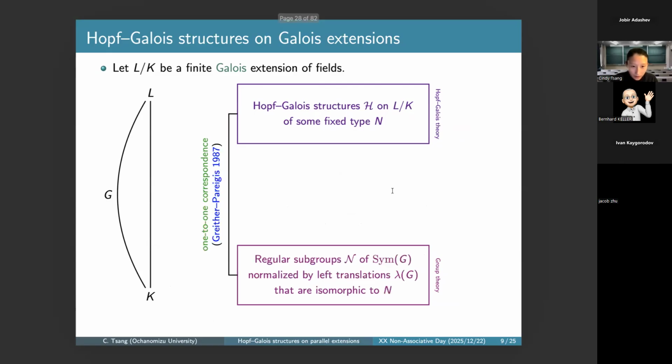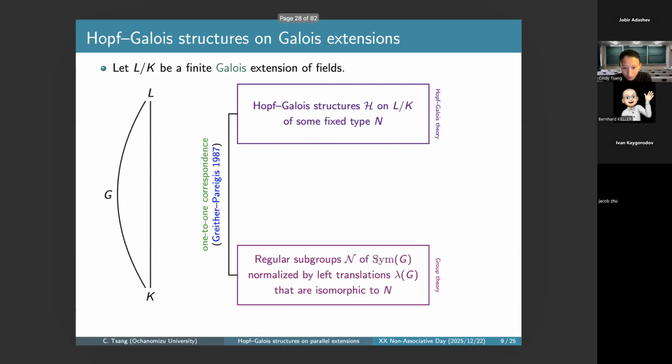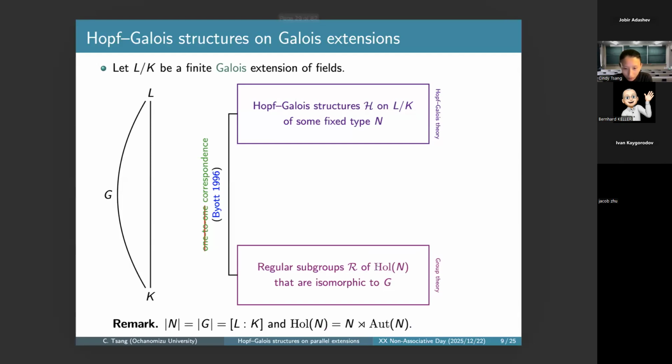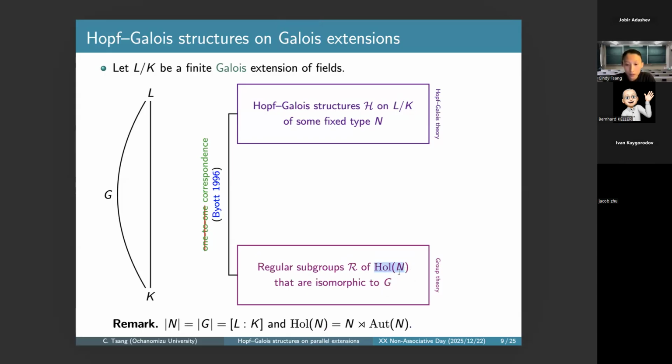What he showed is that if you fix a type in advance, then instead of looking at regular subgroups of the symmetric group of G, normalized by left translations, isomorphic to N, you can look at the regular subgroups of the holomorph of N that are isomorphic to G. So you're reversing the roles of G and N. And the holomorph of N is defined to be the natural semi-direct product of N and the automorphism group of N. So this is nicer because the holomorph of N is much smaller in general. Let me also note that the type that can occur here has to have the same order as the Galois group, so the same order as the degree of the extension.